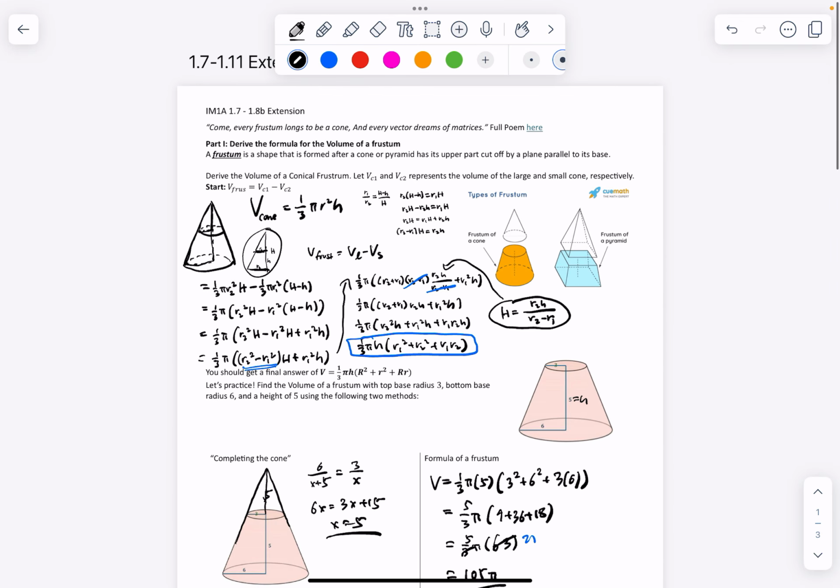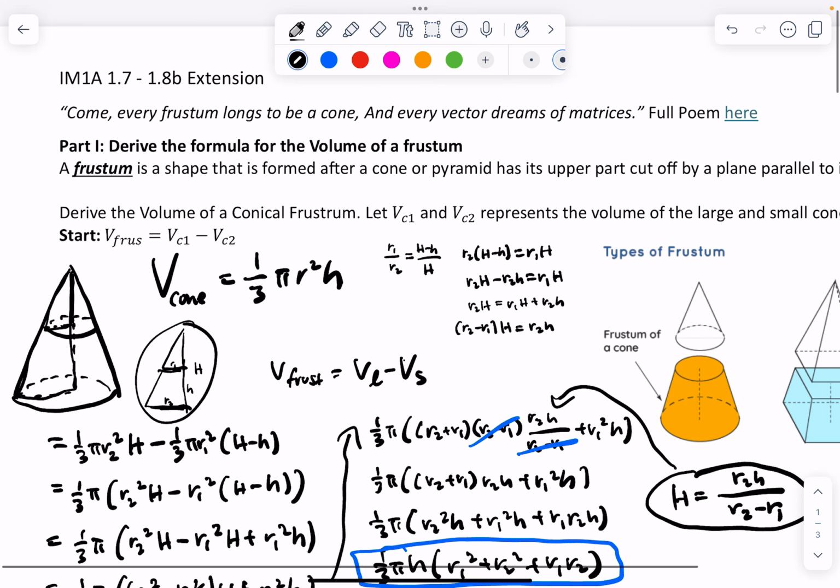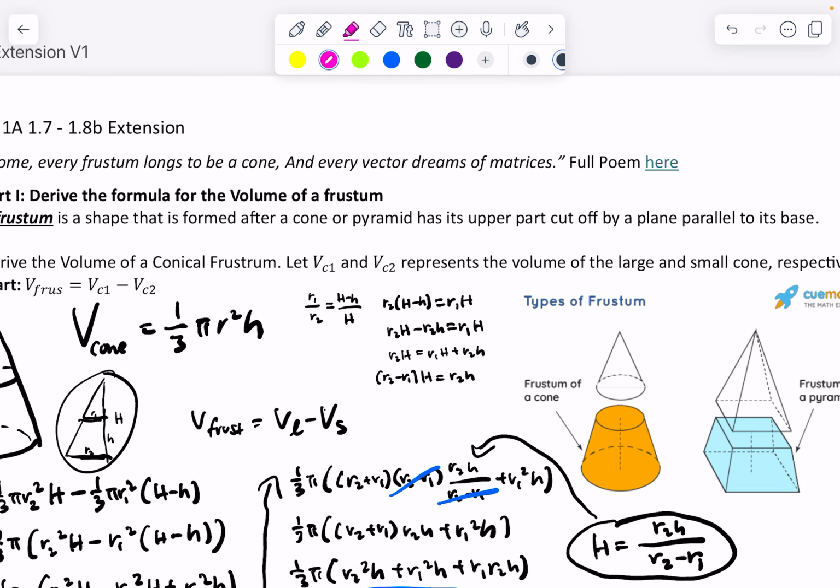A cool poem that I want to share. It's a very funny poem. Come, every frustum longs to be a cone, and every vector dreams of matrices. Right. I think it's a really interesting poem. If you want to see the full poem, feel free to click this link. It's very mathy though, like a math nerd warning.